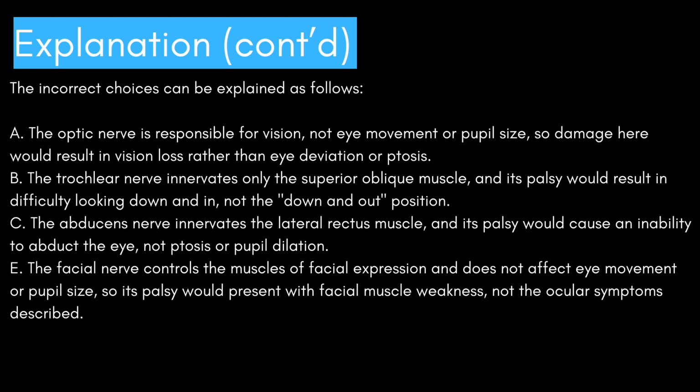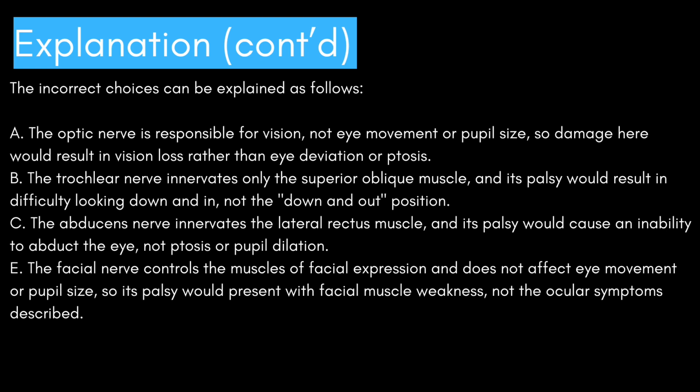The incorrect choices can be explained as follows. A. The optic nerve is responsible for vision, not eye movement or pupil size, so damage here would result in vision loss, rather than eye deviation or ptosis. B. The trochlear nerve innervates only the superior oblique muscle, and its palsy would result in difficulty looking down and in, not the down and out position.